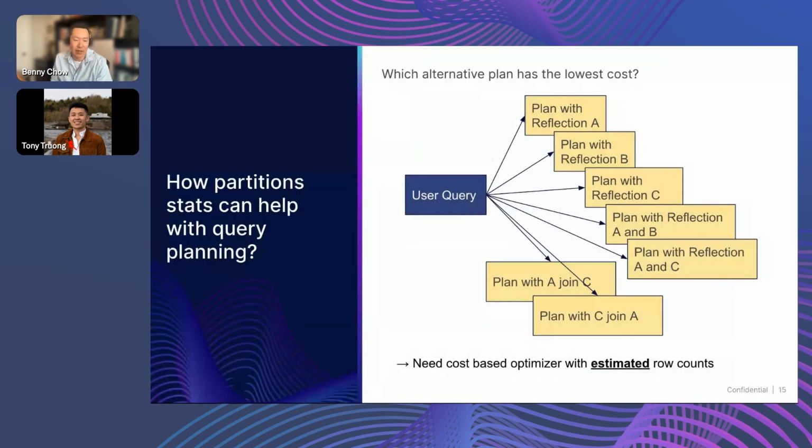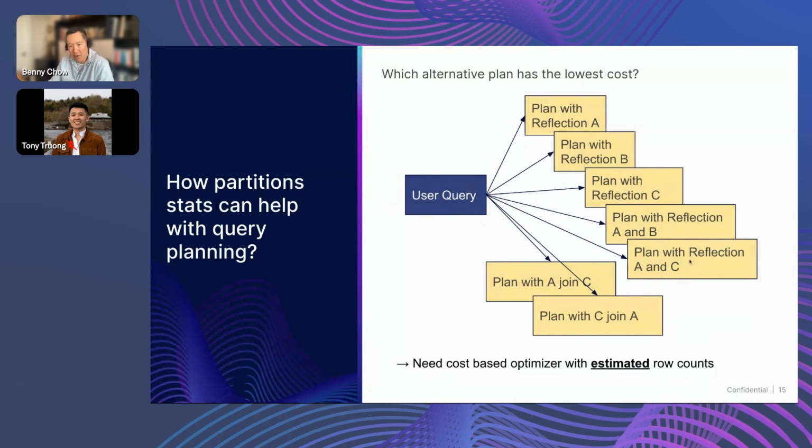Okay, so let's take a look at our third agenda item, which is how partition stats can help with query planning. When it comes to query planning, you have to figure out what plan will have the lowest cost, and there are going to be lots of different alternative plans. In this example, I have 3 reflections, A, B, and C. So which one should I use? And maybe I have a combination like A and B or A and C.